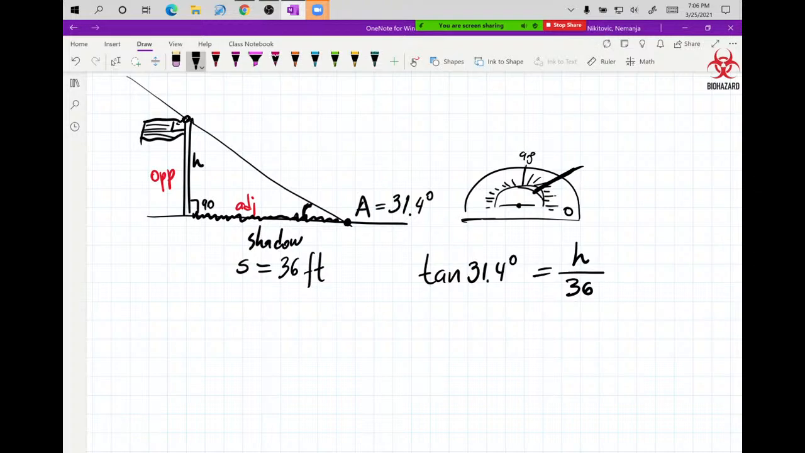So when you multiply both sides by 36, age is equal to 36 tangent 31.4 degrees. Now I made up these numbers, so this could easily be terrible, but I mean in terms of the answer. So 36 times the tangent of 31.4, and I got, well, 22 feet. 21.97, that's 22 feet. Not that bad.